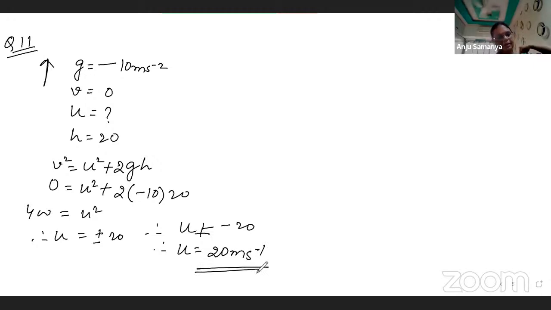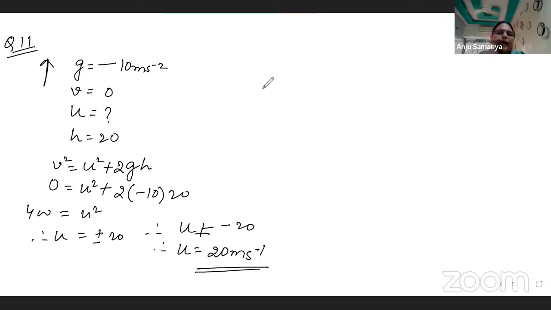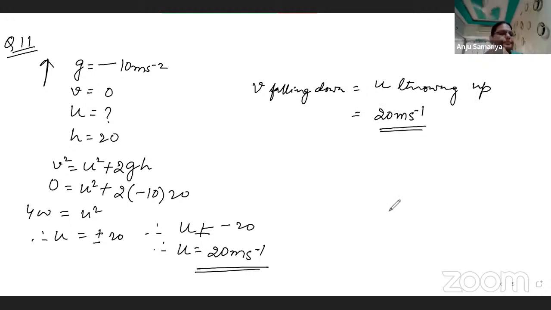Did you understand? Yes, ma'am. Now you have to find the final velocity of the ball on reaching the ground. When it comes to ground, we know that V while falling down is equal to U while throwing up, right? Yes, ma'am. So that is equal to 20 meter per second.